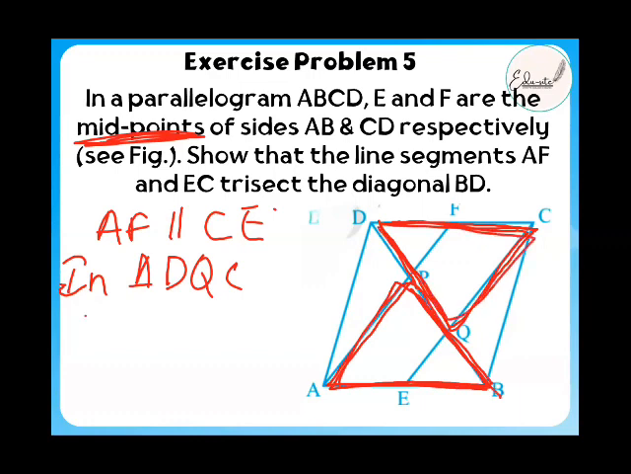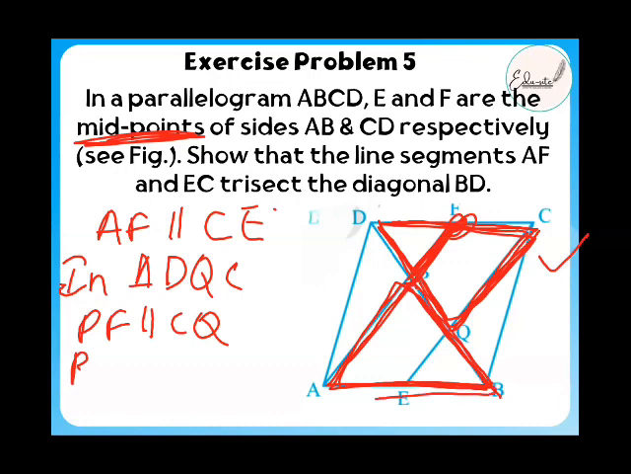So PF is parallel to CQ. Is it right? ये triangle में देखो आप, PF is parallel to CQ. And we can also write that F is the midpoint of DC, hence P is also the midpoint of DQ. And then in this triangle, if P is a midpoint, then DP is equal to PQ. Right or wrong?